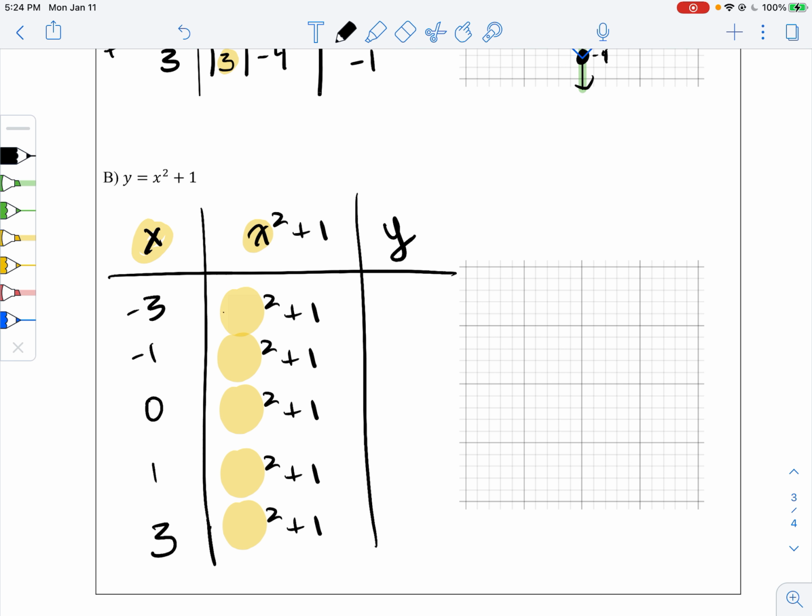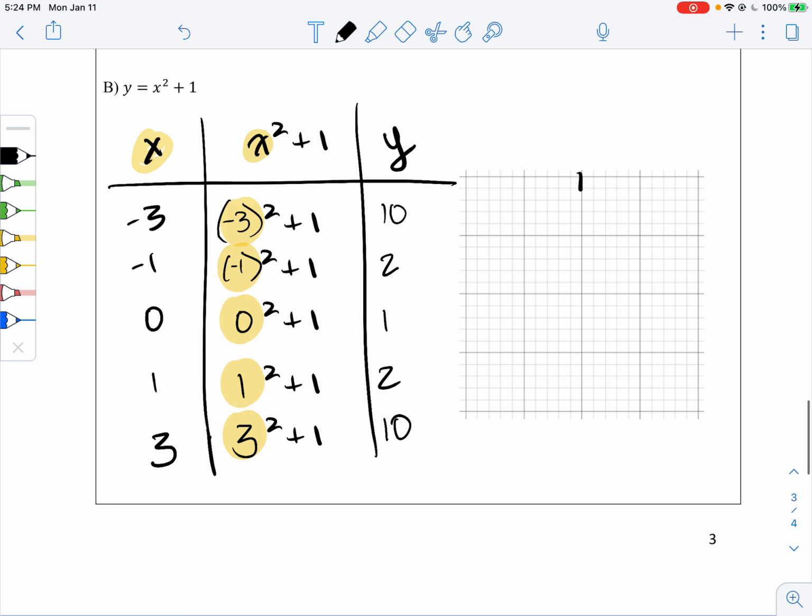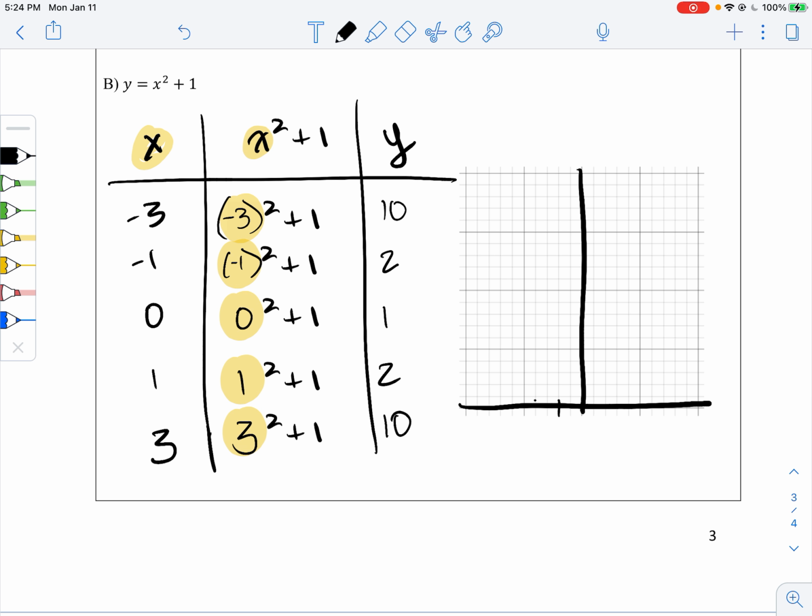Okay, so you have -3 in parentheses squared plus 1, which is 10. -1 in parentheses squared, 1 plus 1 is 2. 0 squared plus 1 is 1. 1 squared plus 1 is 2. And 3 squared plus 1 is 10. Notice we have no negative y's, so I'm going to put my x all the way at the bottom. My x's go -3, -1, 0, 1, 3, and I go all the way up to 10.